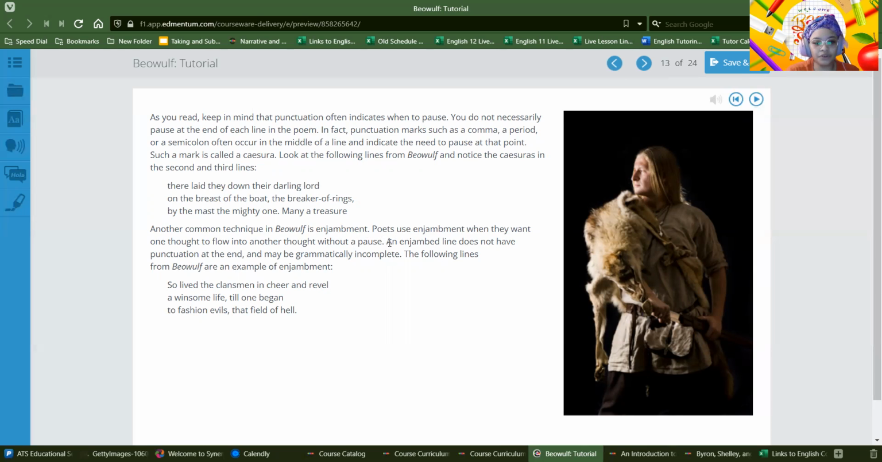So just to go over what's here, an enjambed line does not have punctuation at the end and may be grammatically incomplete. So they're saying, when you make the intentional choice on purpose to break up a line that's not a complete sentence and let the rest of the sentence flow into a second, third, or fourth line, depending on the poem, that's enjambment.